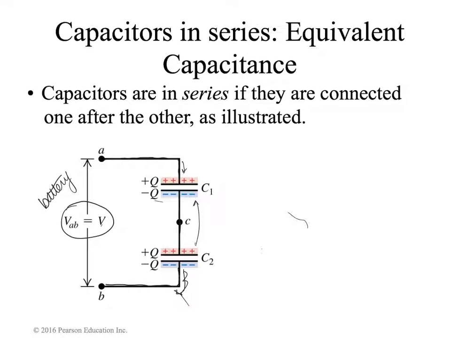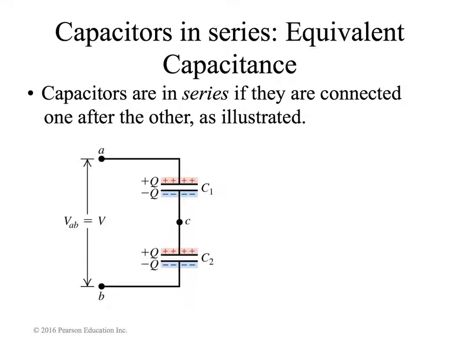So basically the idea is because of the way the capacitors are connected and because of the way the charge is going to move, the same amount of charge will end up collecting on each capacitor. So we would say that the charge on capacitor 1 will be equal to the charge on capacitor 2, which is going to be equal to just the charge Q. And so that's what we have to remember when they're connected in series.